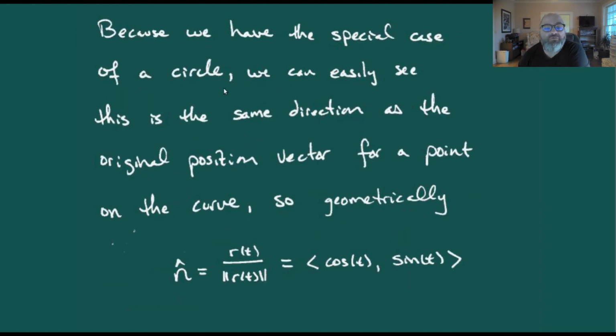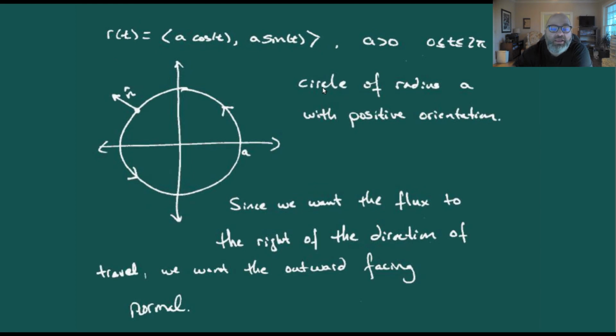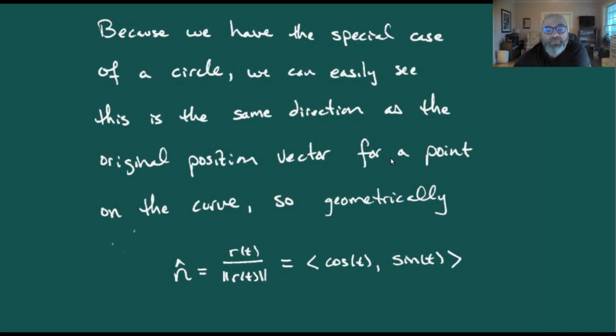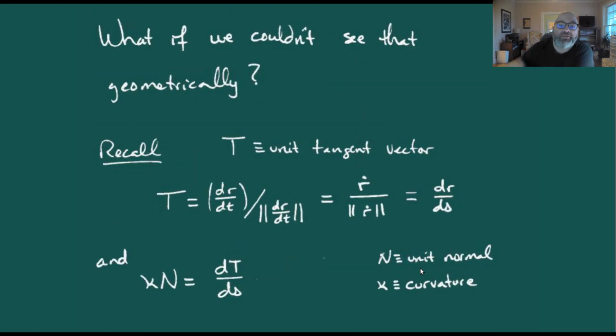One nice thing about this is that because it's a special case of a circle, it's pretty easy to see that the outward facing normal is just going to be the same as the radius vector pointing out to the curve itself. So however we make our calculations, our result geometrically should be just the same as the radius vector pointing out of the curve. Let's see if we can actually get there. What we should get in the end is that our unit normal is cosine t, sine t. Let's see if we can actually compute that.